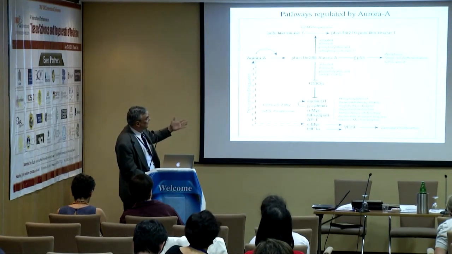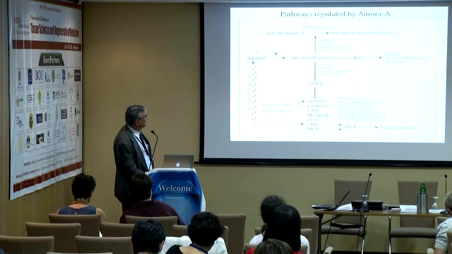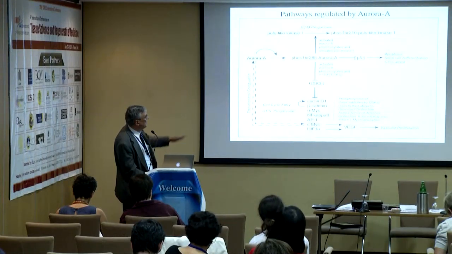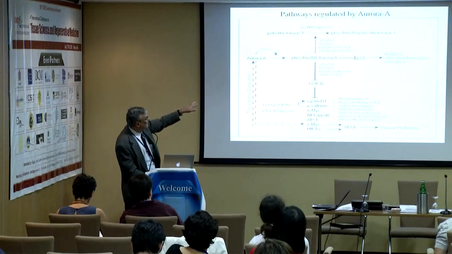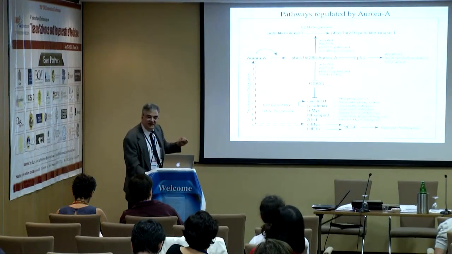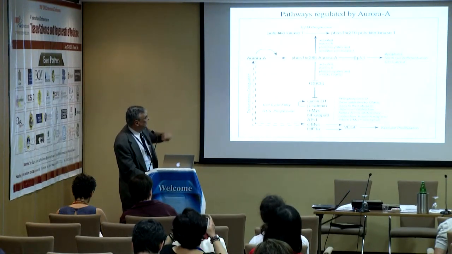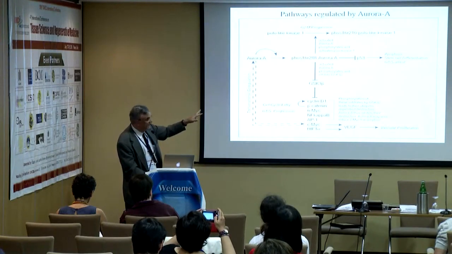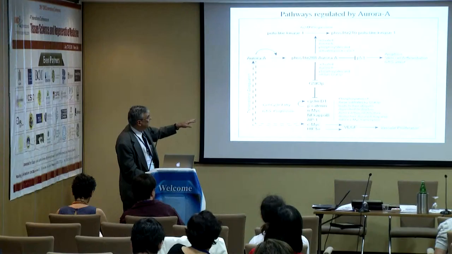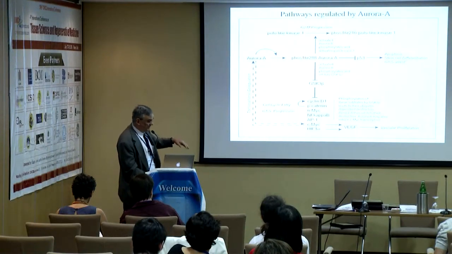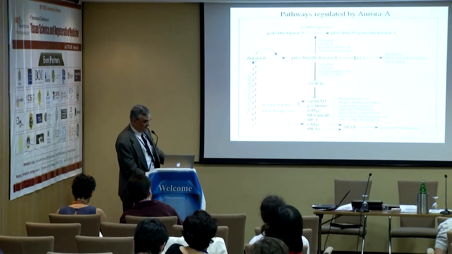And this is just kind of another scheme of that process. But notice the relationship with P53 is important. Aurora A autophosphorylates itself on threonine 288, and that makes it active, and then that will phosphorylate P53, leading to its destruction.